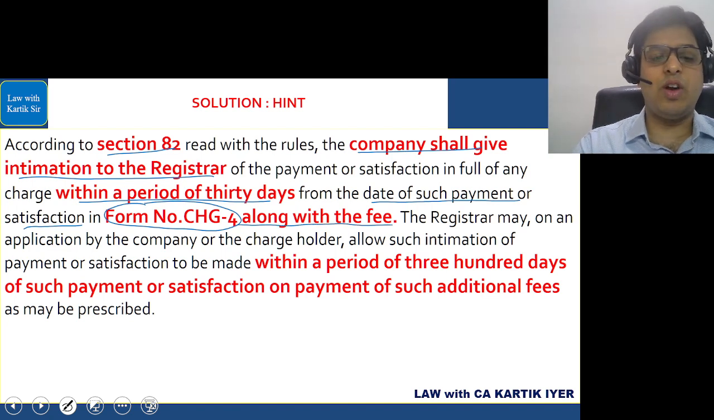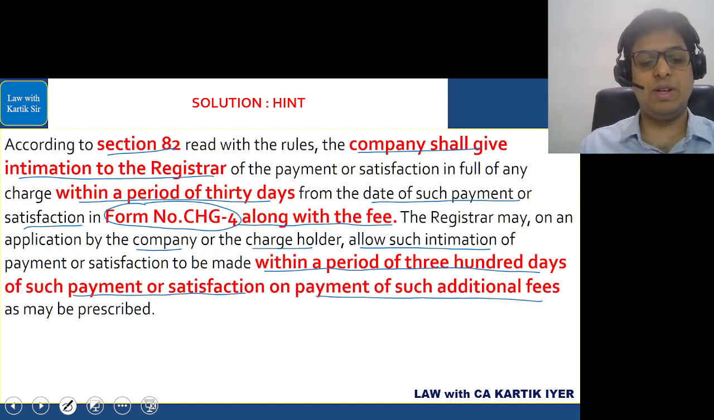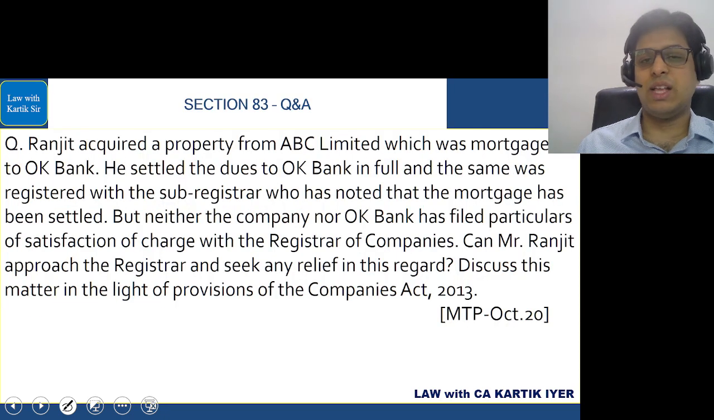The registrar may, on an application by the company or the charge holder, allow such intimation of payment or satisfaction to be made within a period of 300 days, on payment of such additional fees as may be prescribed. Comfortable? That is what they have given. Simple answer. Ranjit acquired a property from ABC Limited, which was mortgaged to OK Bank.